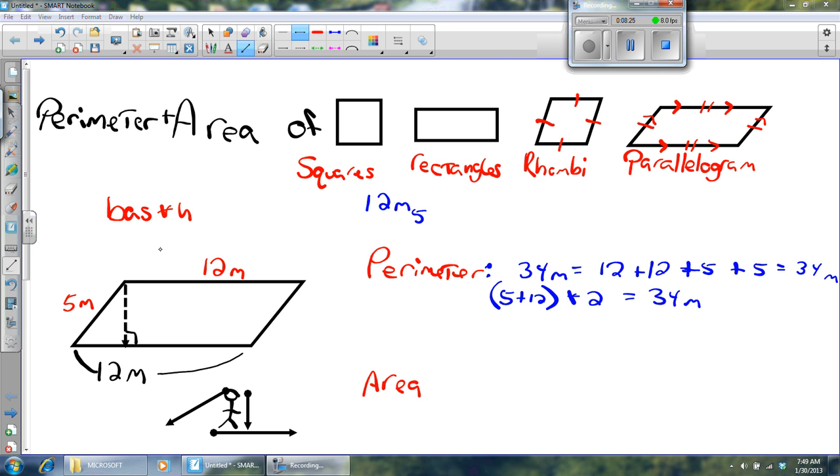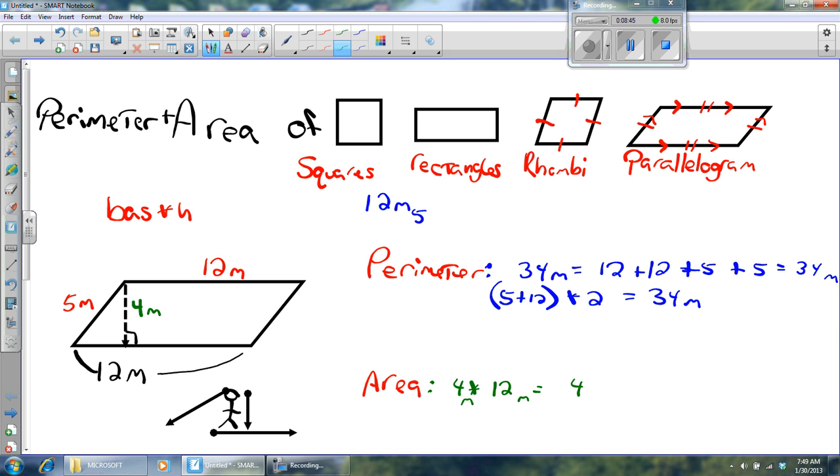Okay, so we need to know the length of that segment that I dropped down there. And there you go, 4 meters. So now to do the area of this parallelogram, I'm going to do 4 times 12. And it's actually 4 meters times 12 meters. So I'm going to get 48.